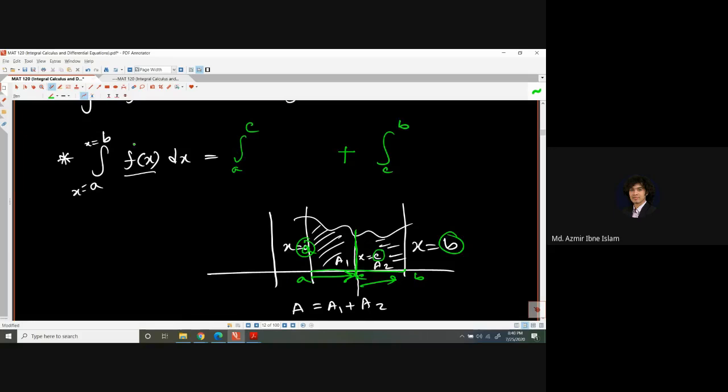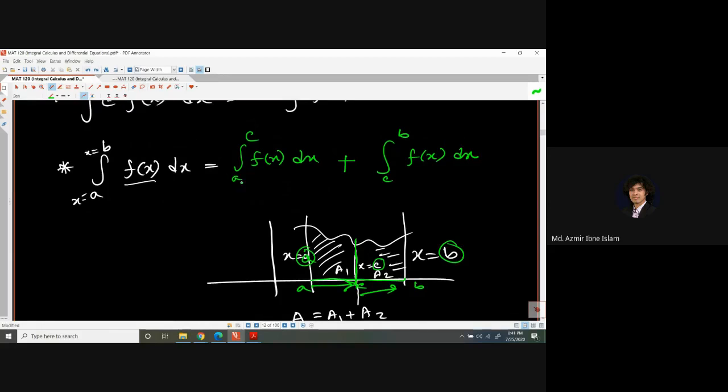So this is how we can think about it. The function is the same, f of x. So integration from A to C, f of x dx, plus integration from C to B, f of x dx. Whatever result you find for the left side, the same result will be found for the right side.